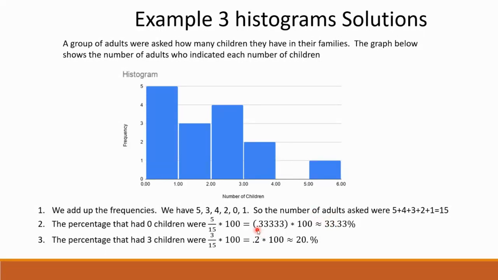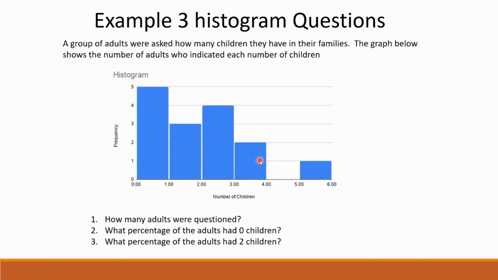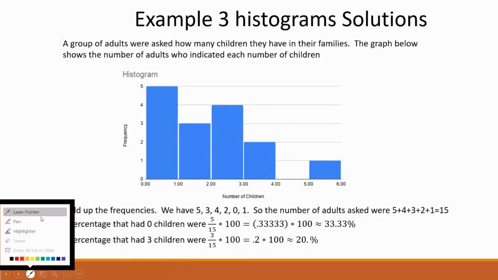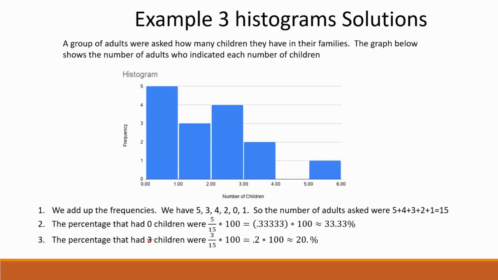What about 3 kids? Well, for 3 kids, that'd be a 2. Wait, did I make a mistake? Oh, 2, that's why. This should be 2. The question's right. Over here, this should be a 2. My mistake. So what percentage of them said they had 2 kids? That was actually the question here. We would use this, and I'm not sure why that says 4. I guess I made a mistake. Okay.